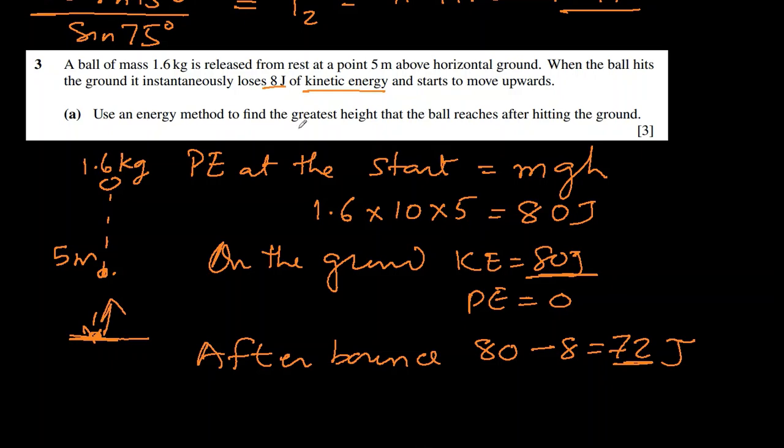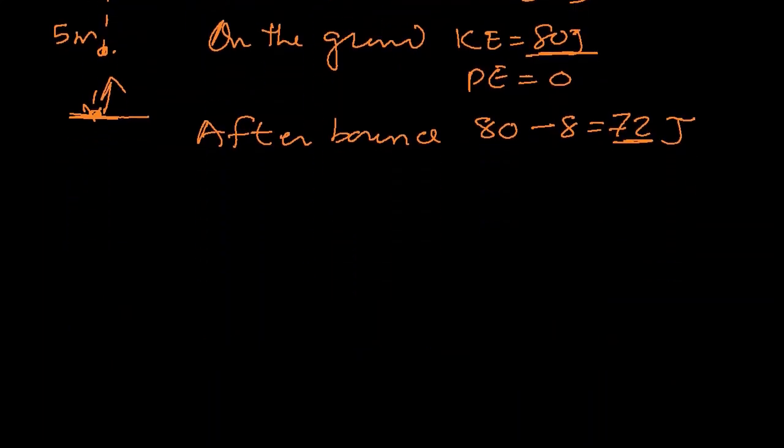Okay? Now, we have to find what is the greatest height it reaches. So these 72 joules, we will ignore air resistance and everything else, so there will not be any energy loss after this. That means when it goes up, it will not reach 5 meters again. It will reach somewhere less than 5 meters, right? And it will gain a height of h. And at that height, kinetic energy will be 0.